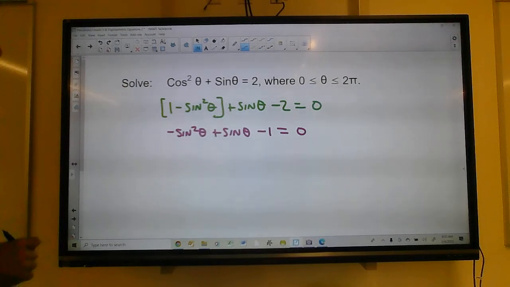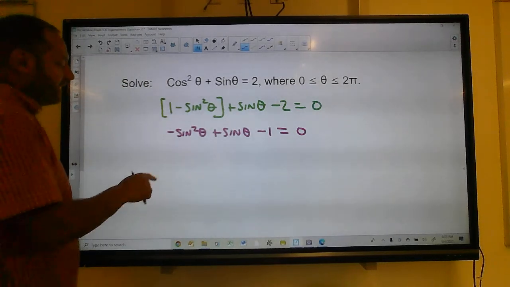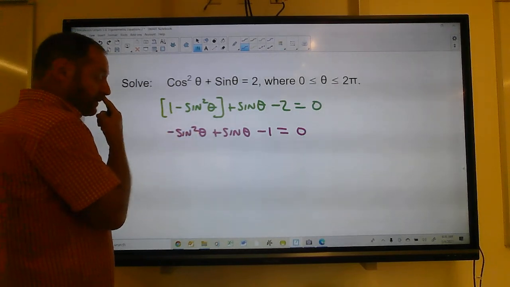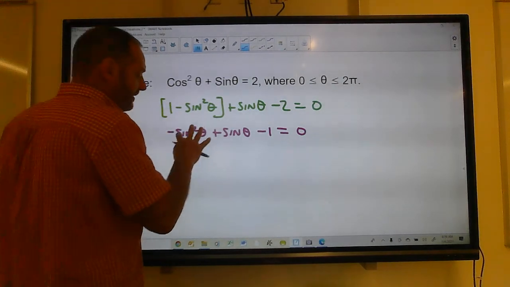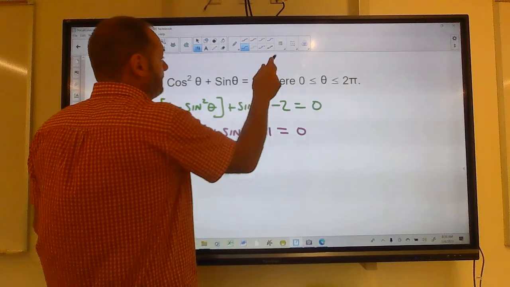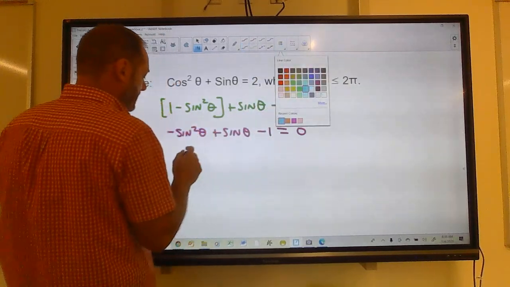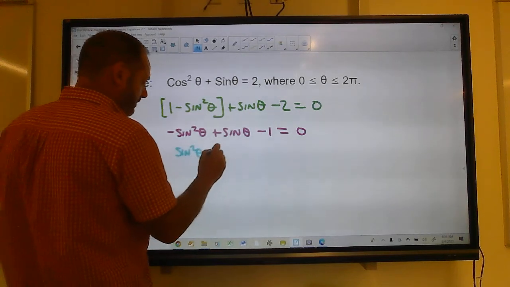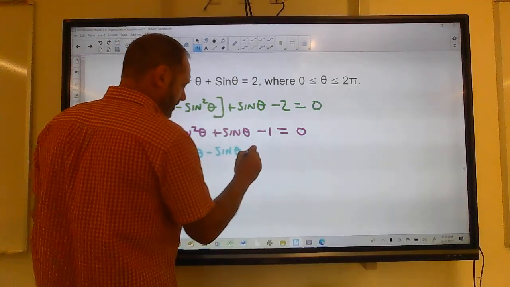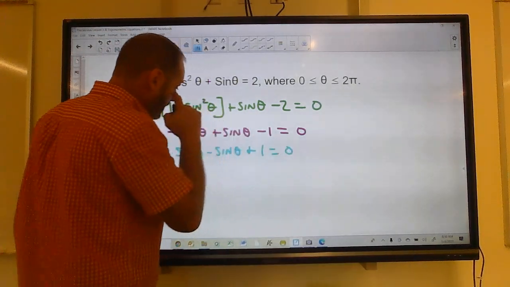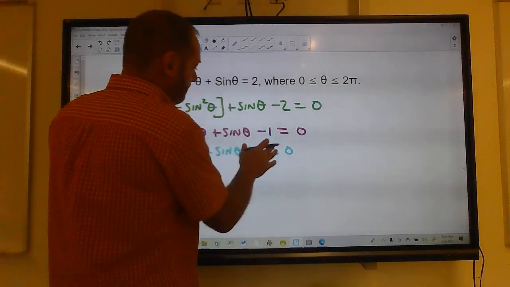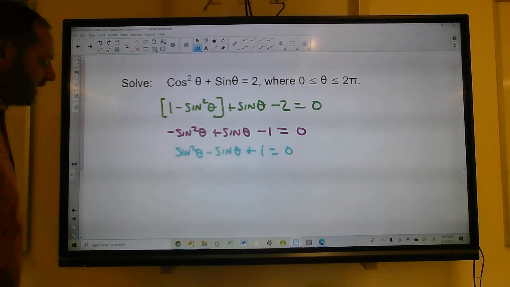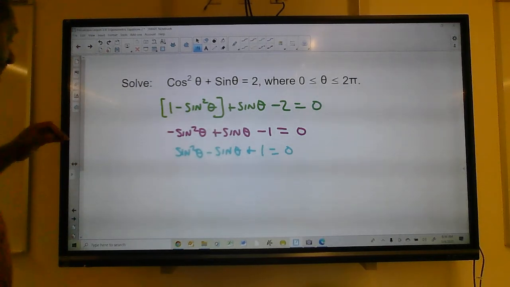So that's that. Now I don't really like to deal with this when this is negative out here, when the x squared is negative. So I'm going to take all this and add it to the other side. And then I would get sine squared theta minus sine theta plus 1 equals 0. So all I did was take all this and move it over here. Now I don't have to deal with that.